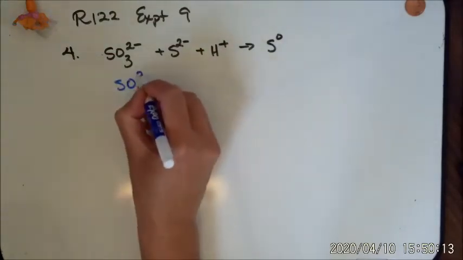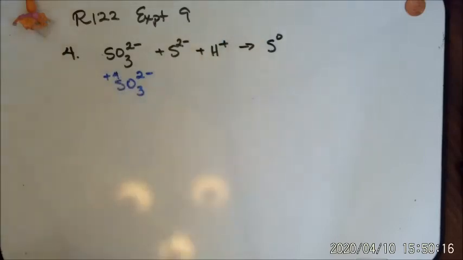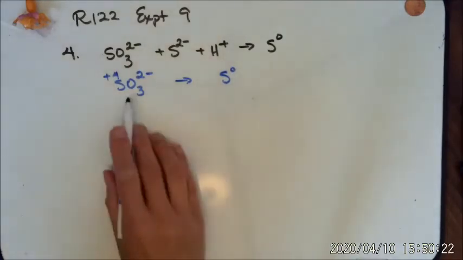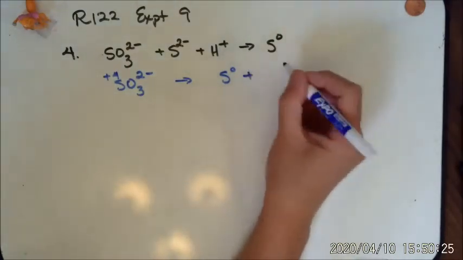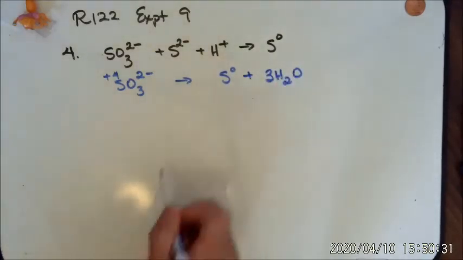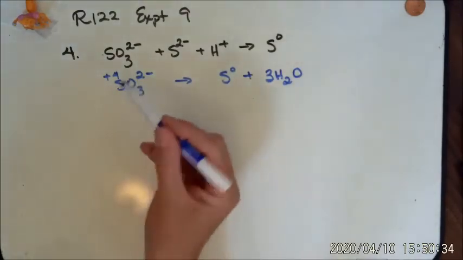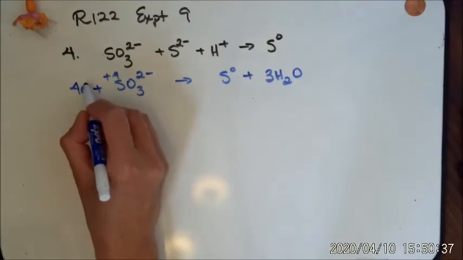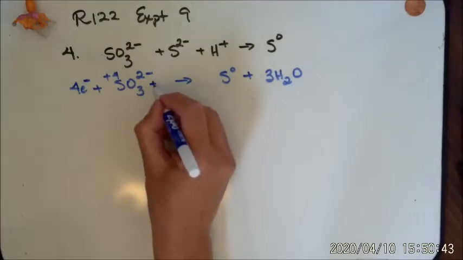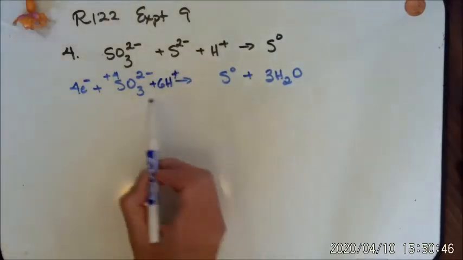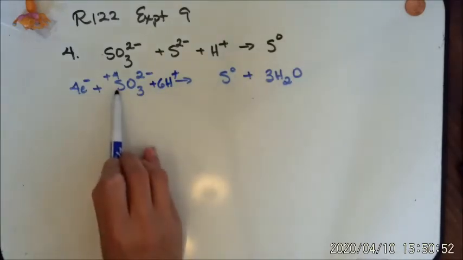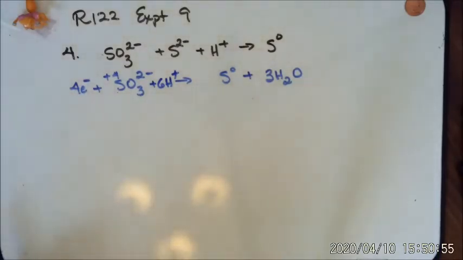Sulfite, this is a +4. Okay, so it goes to sulfur 0. All right, I have one of those. I have 3 oxygens here. I'm under acidic solution, so I'm going to put 3 waters. Okay, then I need 4 electrons here. All right, and this is 6 hydrogens. Okay, so 3 oxygens, 6 hydrogens. This is a +4, goes to 0, so that's going to be 4 electrons there.